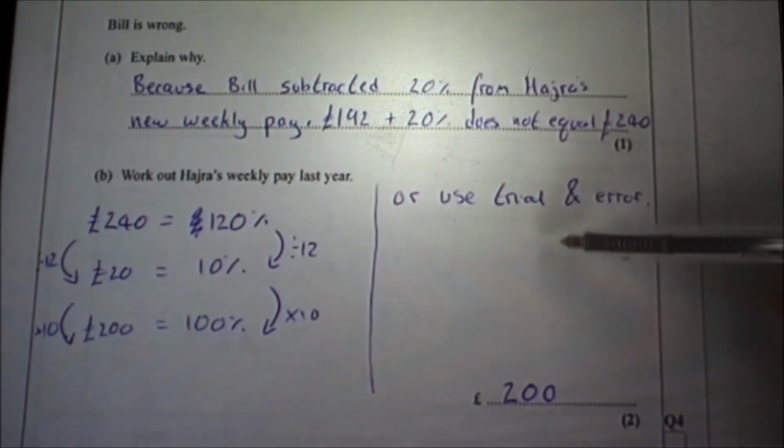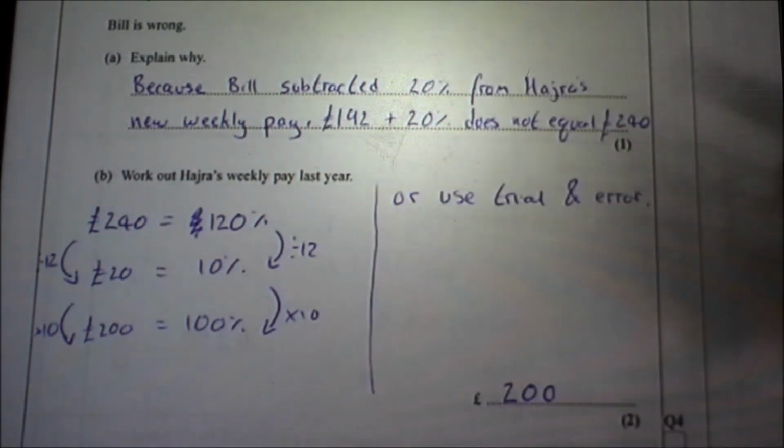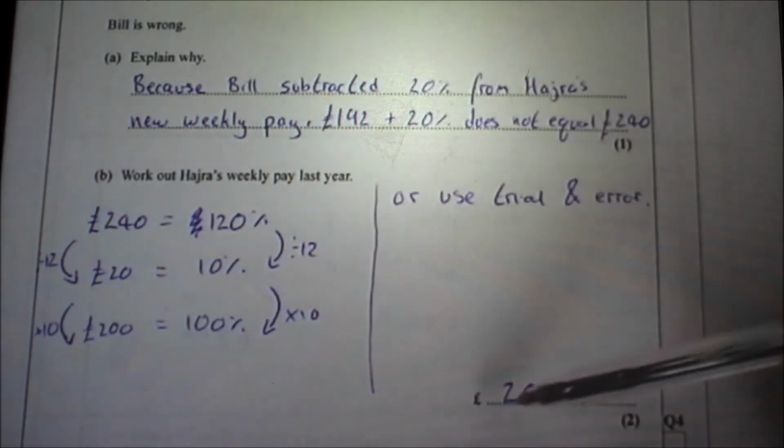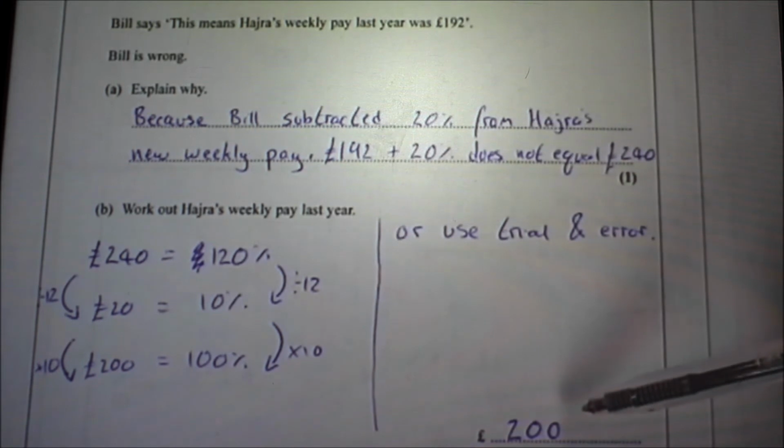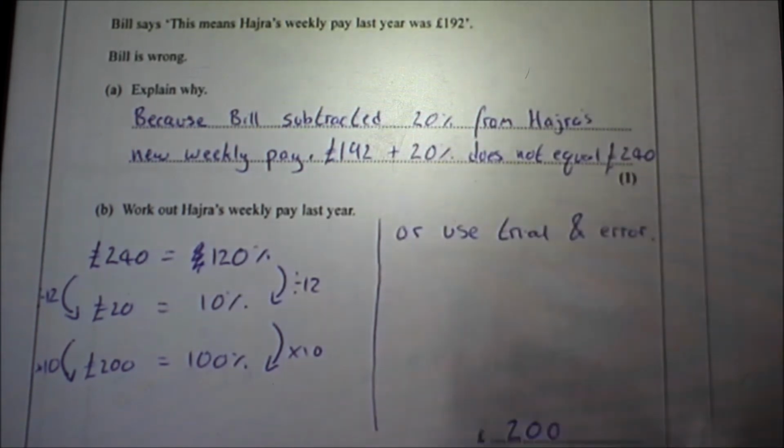Some of you can use trial and error, so that means you could have a guess at what their pay would have been the year before, add on 20%, and see if you can get 240. That one there, I'd say, is probably quite an easy one to have an estimated guess at. But you can always work it out yourself, so you can find out if you're right or wrong.